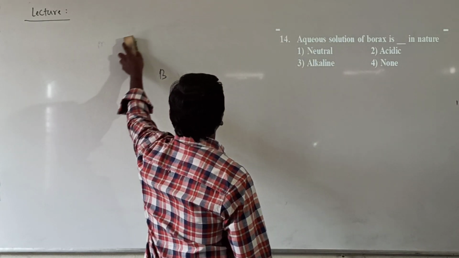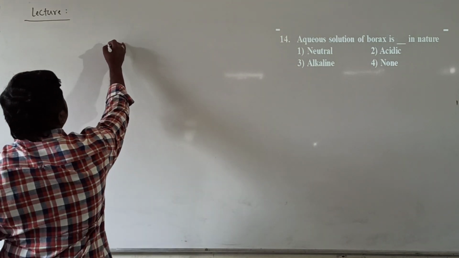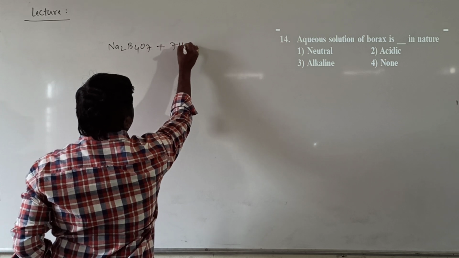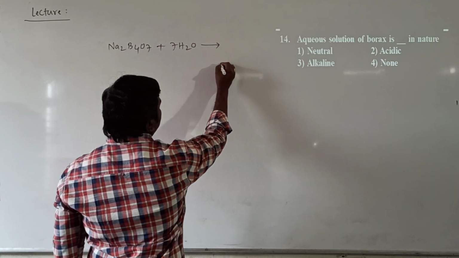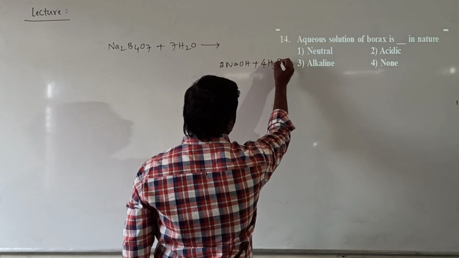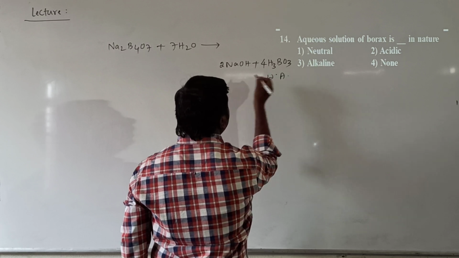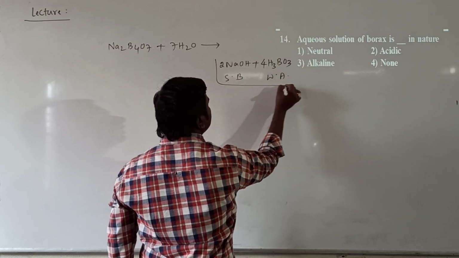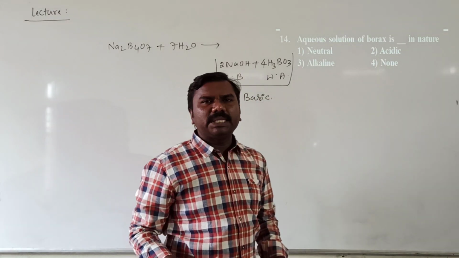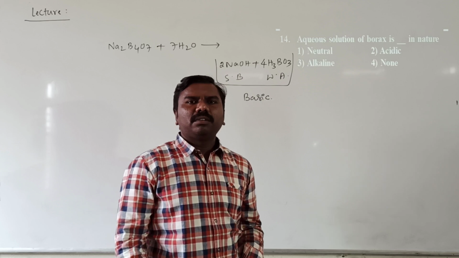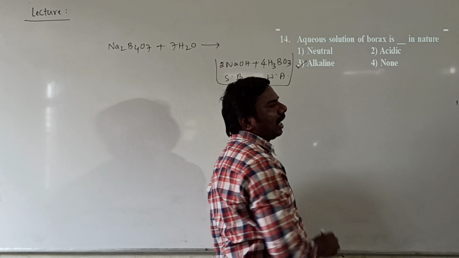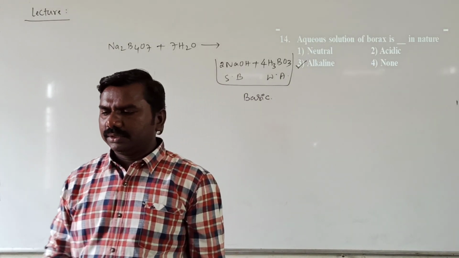Next. Aqueous solution of borax is Na2B4O7 plus 7H2O gives 2NaOH plus 4H3BO3. H3BO3 is a weak acid, NaOH is a strong base. The resulting mixture will be basic, because a strong base is there and the weak acid's acidity will be neglected. That's why the answer will be alkaline. Alkaline means basic.